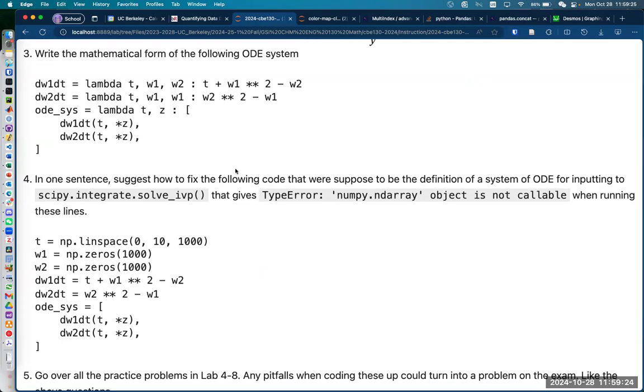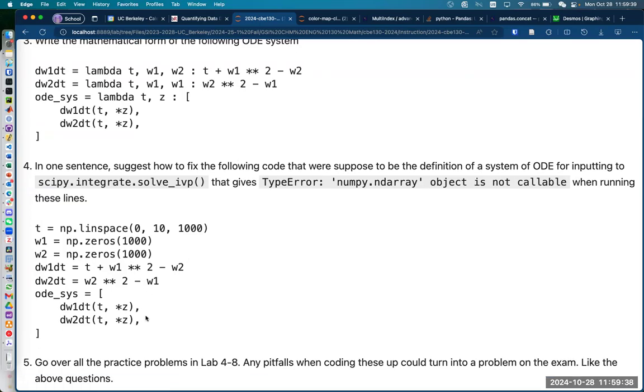So to fix this, in one sentence, I would say make dw1 dt and dw2 dt, the ODE system, a lambda function instead of using these variables directly. And that should fix the problem.